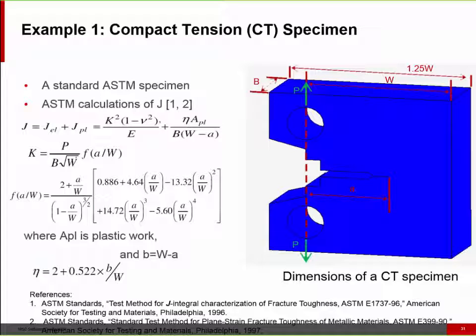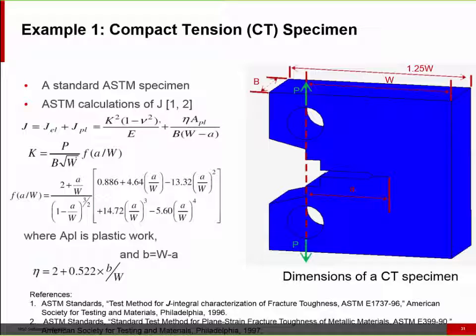I just talked about the key advantages of Marc in many different areas for crack propagation analysis. Now let's take a look at two case studies. The first case study is the so-called compact tension specimen, or CT specimen. It is a standard ASTM specimen, and ASTM provides theoretical computation equations for the J-integral.